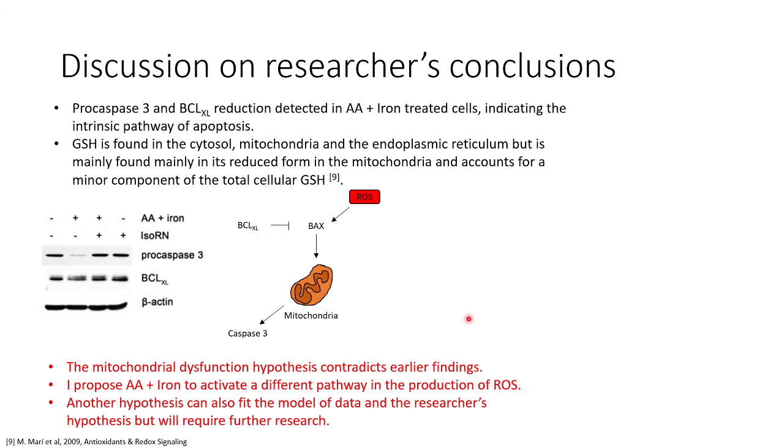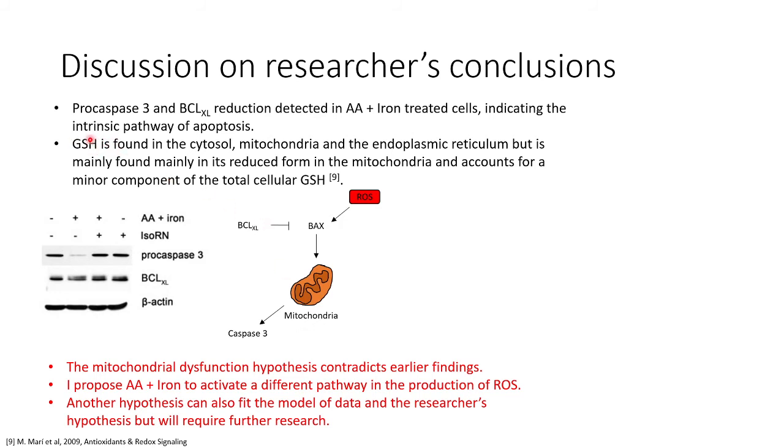However, I disagree with the researchers, and I think that the data is contradictory to some of the data that we had seen earlier, given that we had seen a decrease in procaspase 3 and BCL-XL in AA plus iron treated cells, right? As we can see here, the reactive oxygen species activates pro-apoptotic element BAX, which is inhibited by BCL-XL, and therefore a decrease in BCL-XL would be indicative of apoptosis, right? As well as a decrease in procaspase 3 upon AA plus iron treatment would be indicative of procaspase 3 activation into caspase 3, and therefore the activation of the intrinsic pathway of apoptosis.